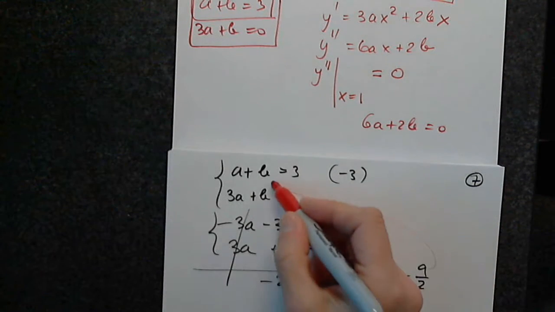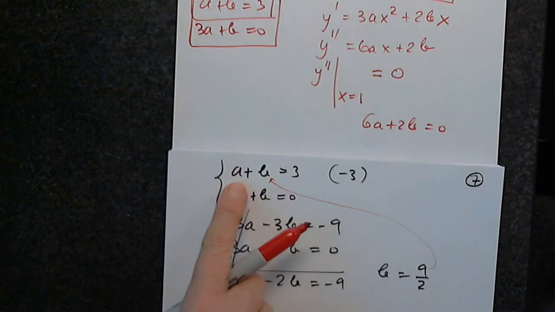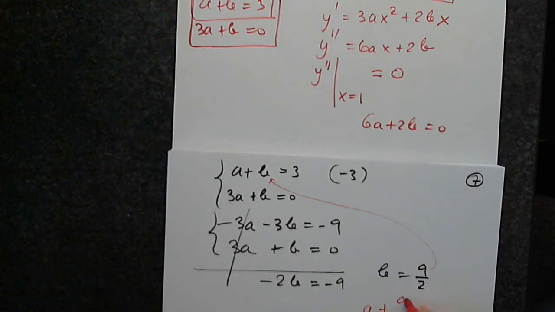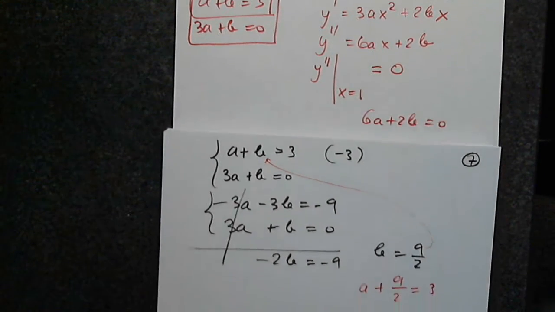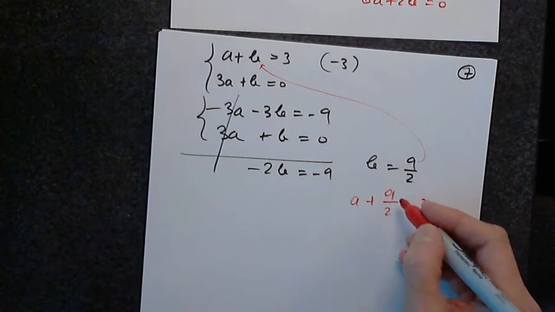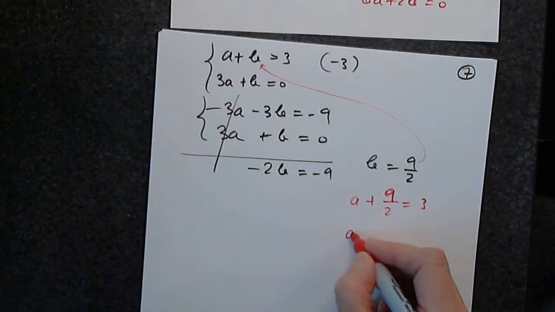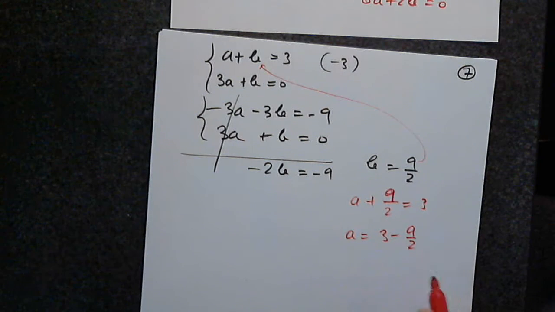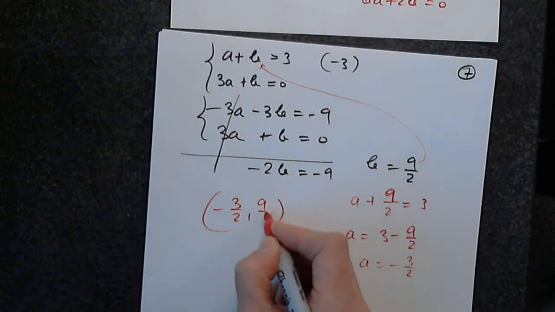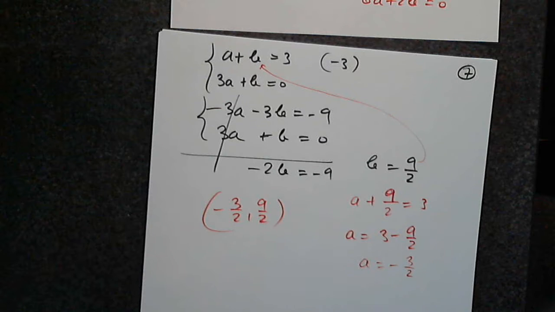Okay, so then we go back, right? We go back with b to determine a. Correct? Good. So then a plus 9 over 2 equals 3. It's up to you if you want to eliminate fractions first or just move 9 to the other side. So a equals 3 minus 9 halves. 6 minus 3, right? A equals negative 3 halves. So the ordered pair is negative 3 halves, 9 halves. See, she knows calculus.